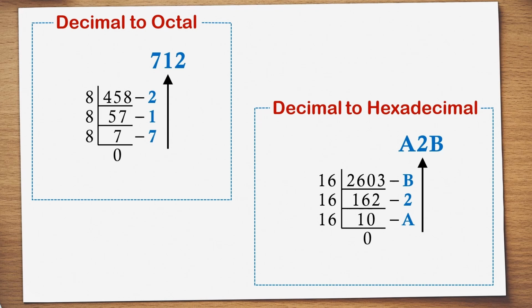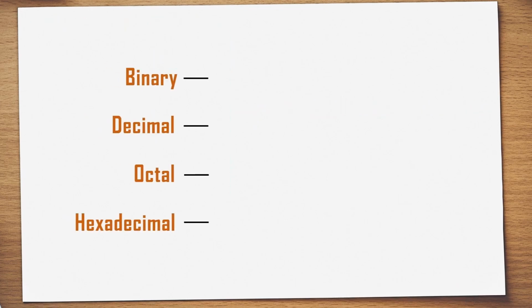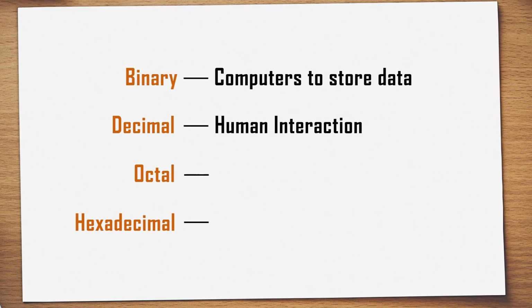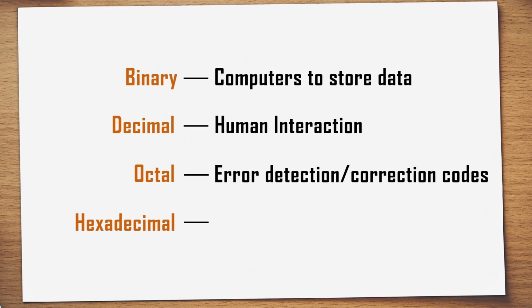You might wonder, why do we have so many different number systems? But actually, these number systems have applications in different fields, like the binary is used to store data in computers, the decimal for day-to-day interaction, octal for error detection and correction codes, hexadecimal for shorter representation of numbers.